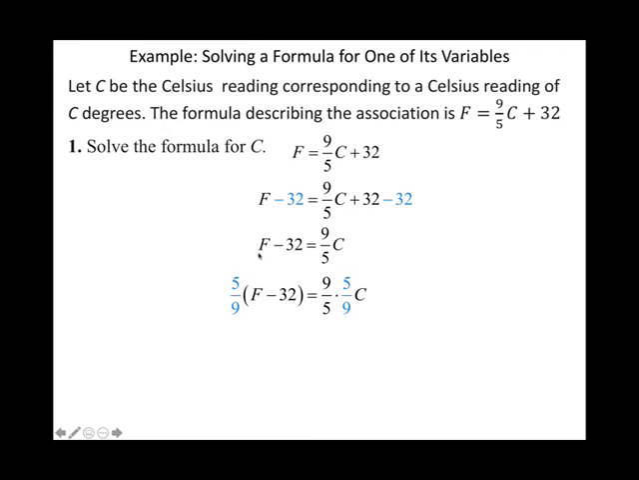And we do have more than one term here. We do have two terms, so put the parentheses. In here, I can simplify, right? Cancel out the 5 and the 9. I'm only left with the C. So I know now C equals 5 over 9 times F minus 32. So this is solving the formula for one of the variables.